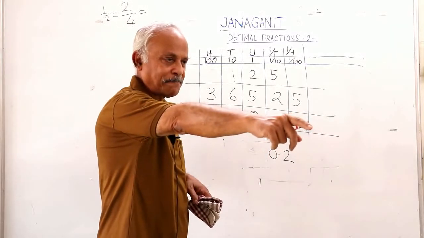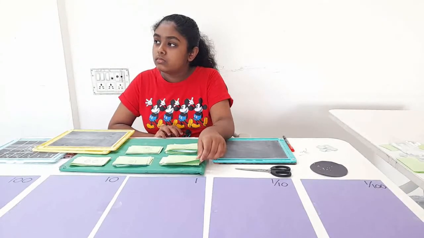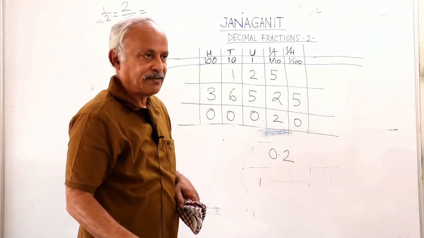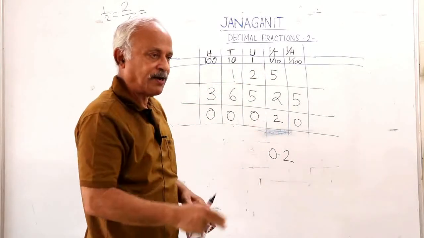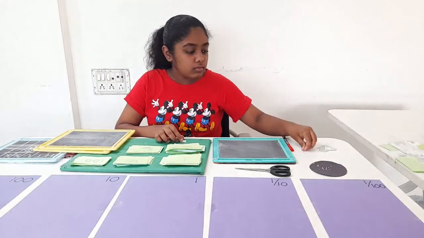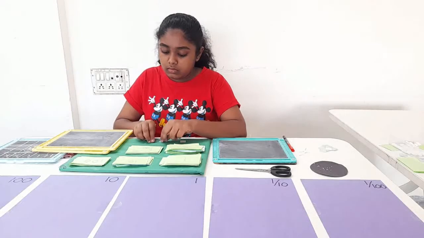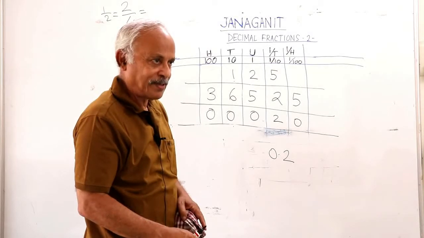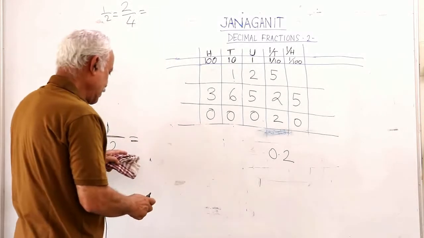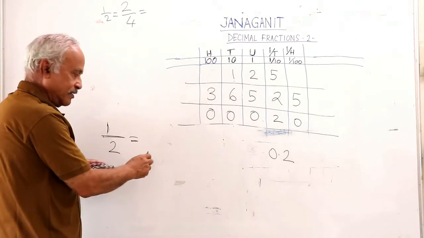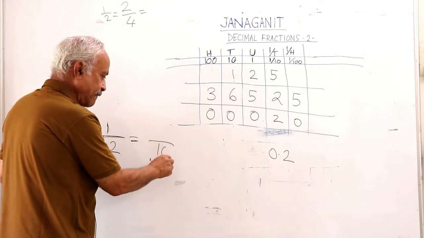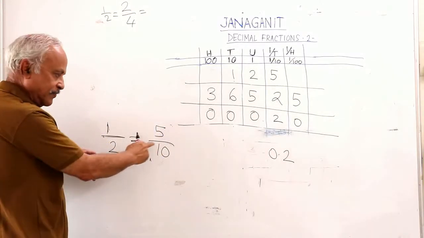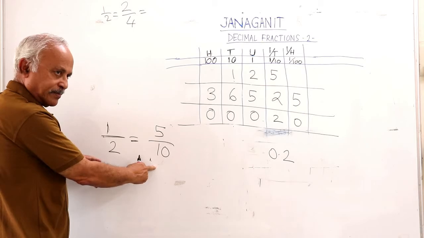Take one. Take your one, and I have to make that with 1 by 10s. Take half of that. Take how many? 5. Keep that in mind, right? So how will I write that in? How many 1 by 10s will I take? 5. So I write half as 5 by 10, right?